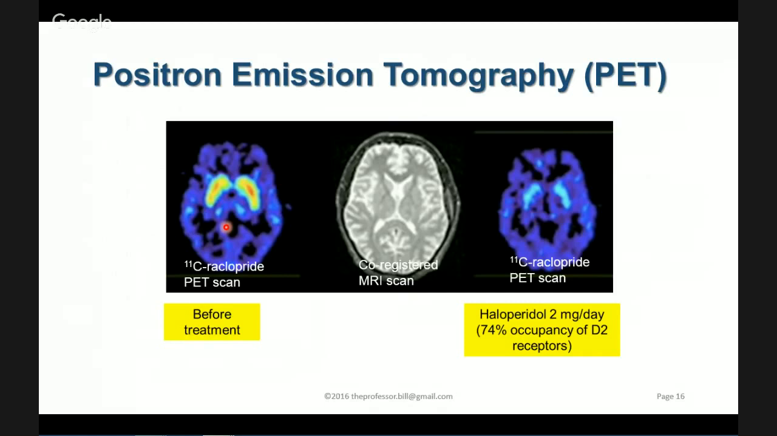Okay, and so when we take a look at the raclopride binding, which also binds to where dopamine is being released, this is a really hot area in this particular individual with schizophrenia. If we give them haloperidol at 2 mg per day, that causes about 74% occupancy of the D2 receptors, and then you go back in and see how much of this dopamine is really being affected in this individual.